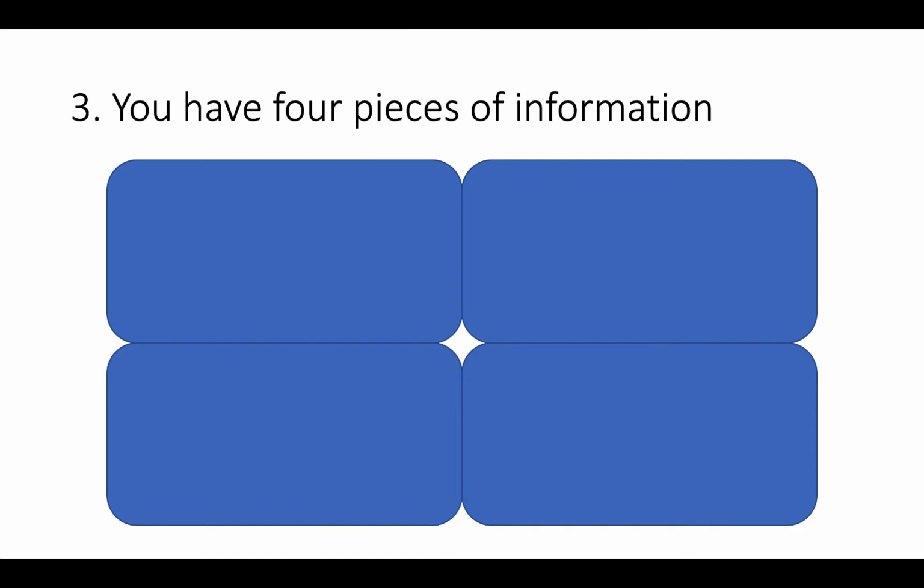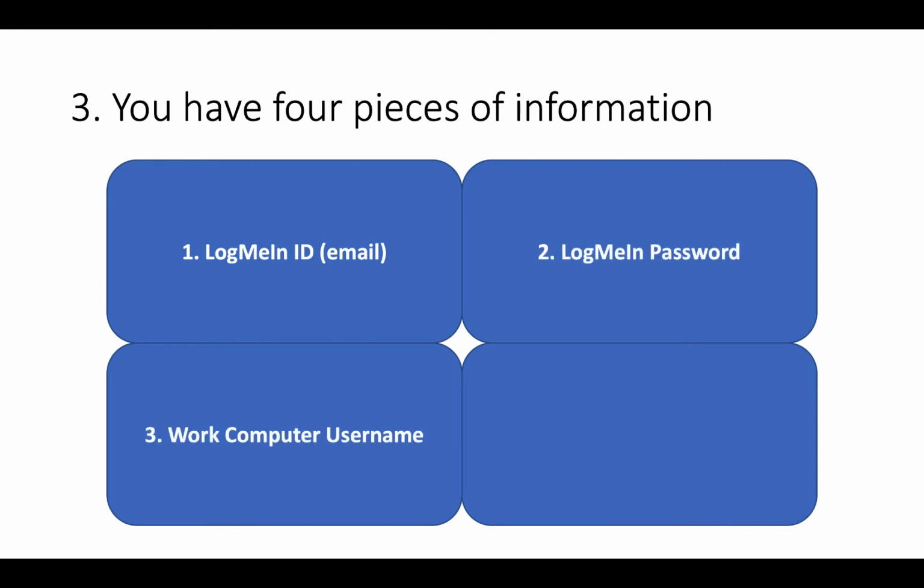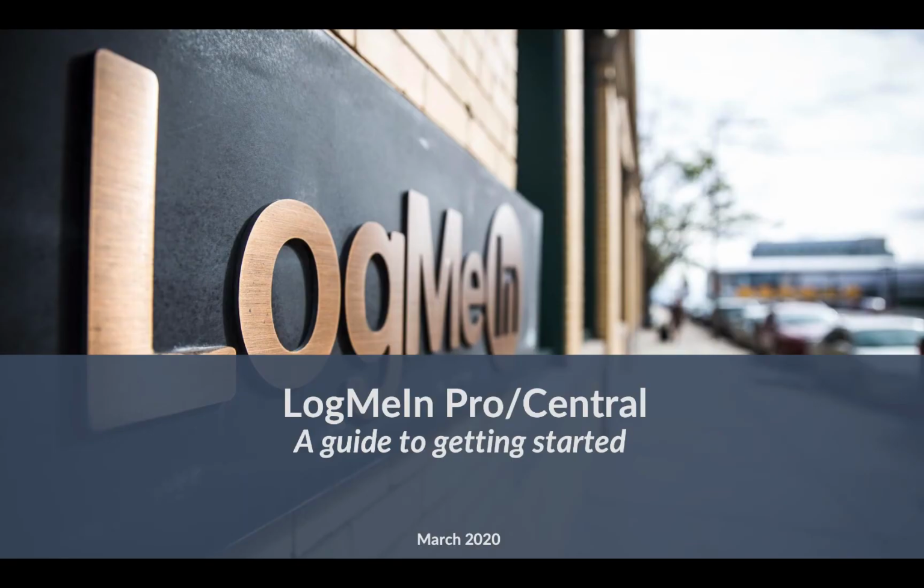And then assumption number three is that you have four key pieces of information to start a remote control session. This includes your LogMeIn ID or email, your LogMeIn password, the username of your work computer, and the password of your work computer. We'll talk a little bit more about these in just a few moments. So with that, let's go ahead and get started.